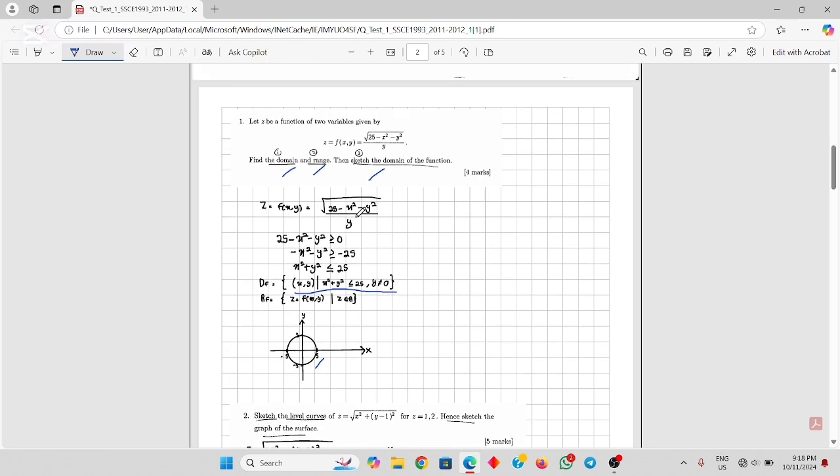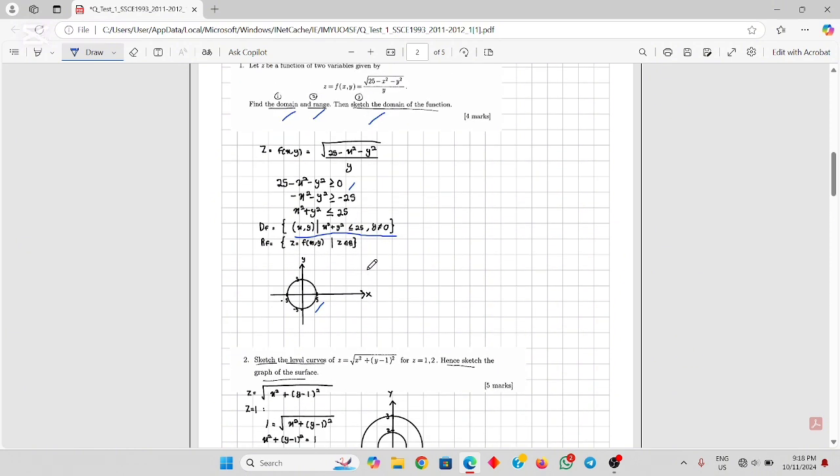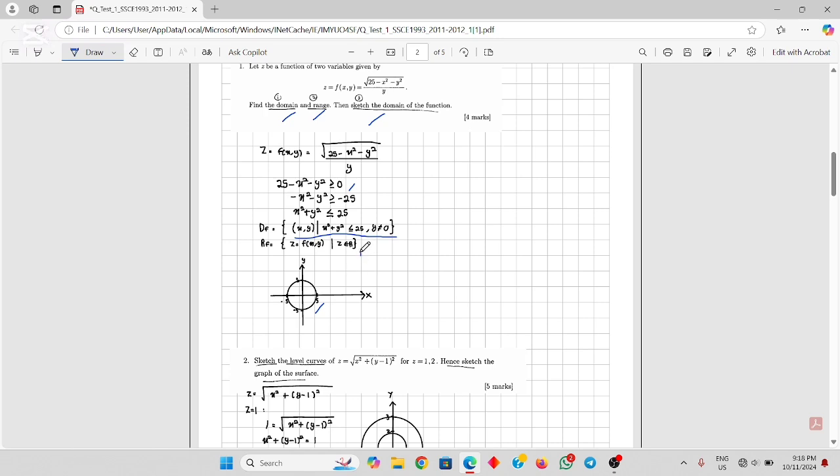So first of all, we need to find the domain, right? We are given 25 minus x square minus y square. So we just do like this, make it greater than or equal to 0, and then we'll get x square plus y square less than or equal to 25. So the domain will be (x,y) such that x square plus y square is less than or equal to 25, and y is not equal to 0. So the range will be the real numbers.